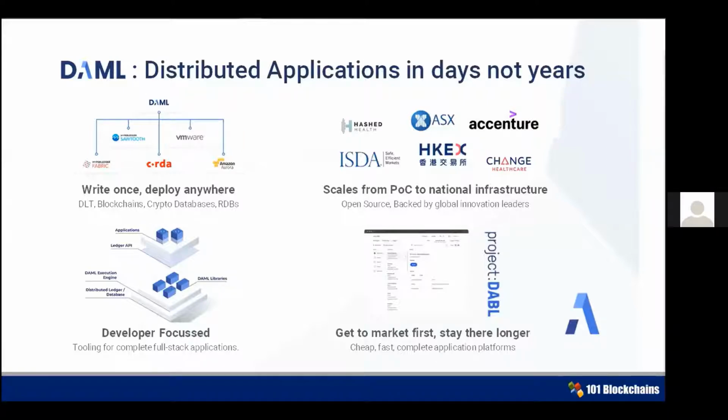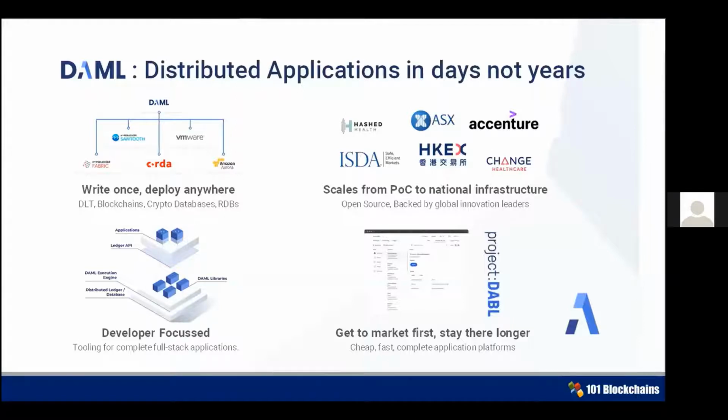Daml is an open source tool stack developed by Digital Asset to allow developers to build and deploy distributed applications. We want to enable developers to build value, and to do that, they need to be able to put the application first. And today I'll explain what that means and why that matters.